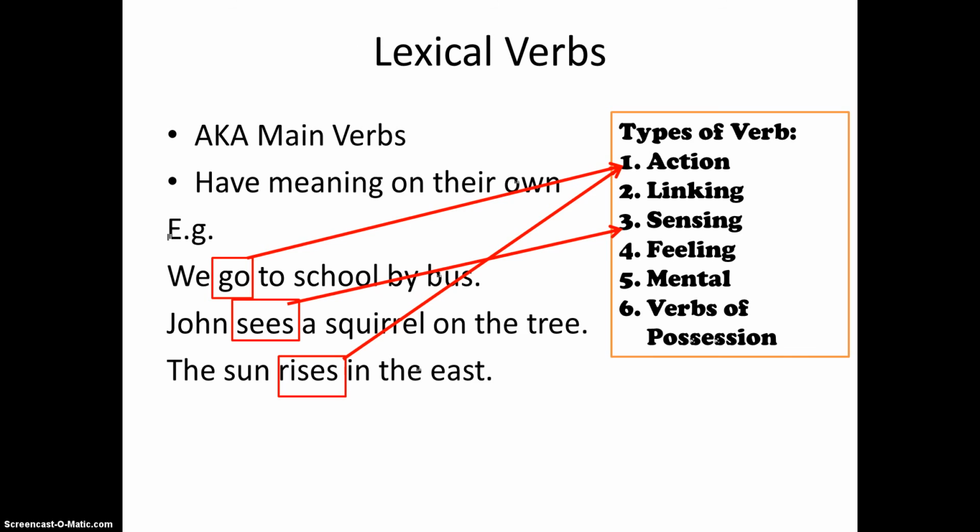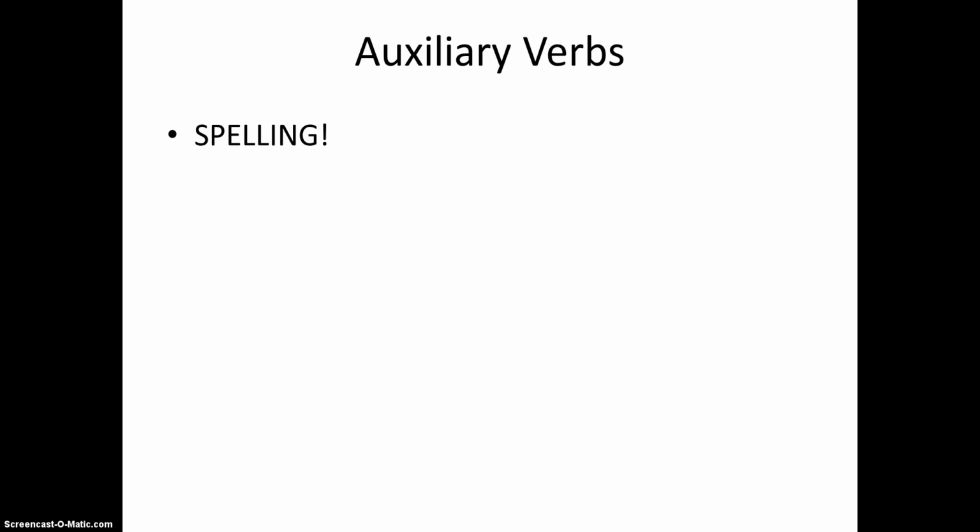The next type, auxiliary verbs. The thing about auxiliary is the spelling is pretty tricky. I need you to know how to spell it. It's A-U-X-I, auxi, and L-I-A-R-Y, liary. The L-I part is pretty tricky, so you need to learn how to spell it.